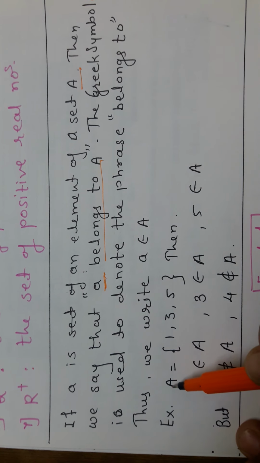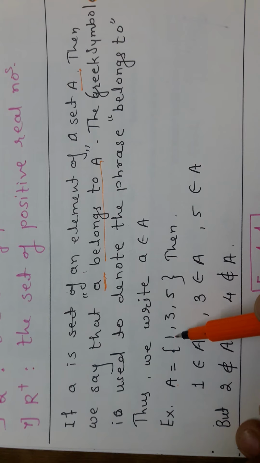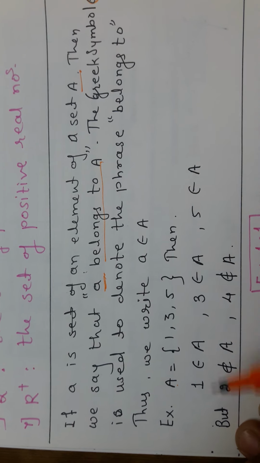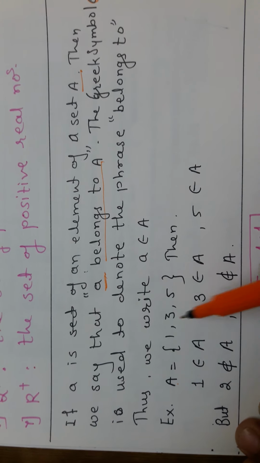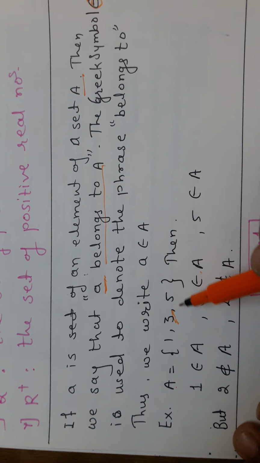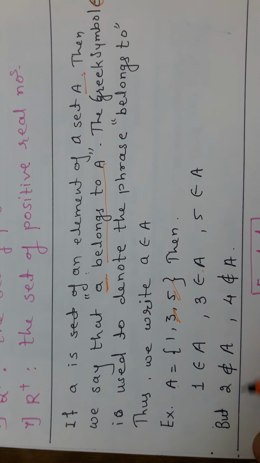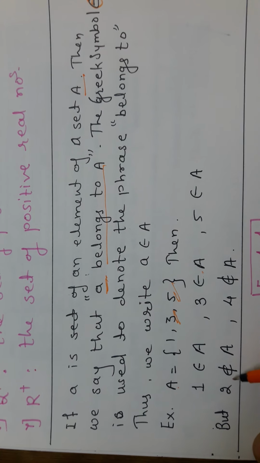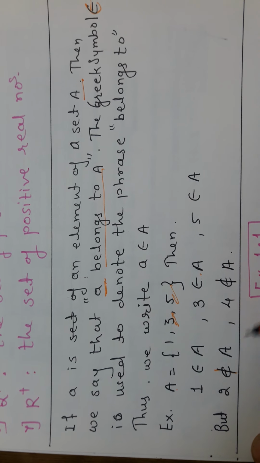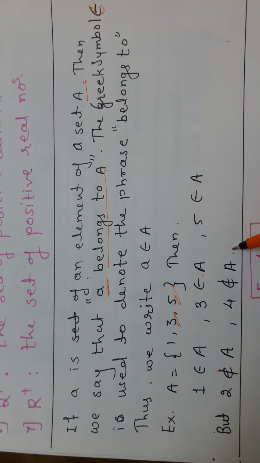For example, if a set A has the elements 1, 3, 5, then 1 belongs to A, 3 belongs to A, 5 belongs to A. But is 2 here? No. That's why we will write 2 does not belong to A. 4 does not belong to A.